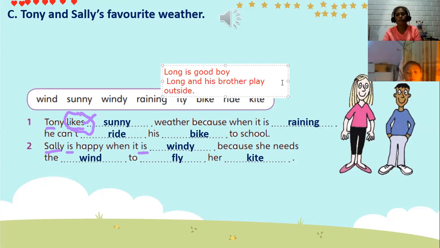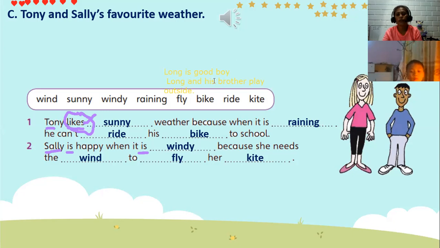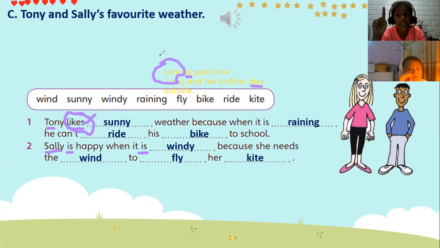Okay, look at this one. In this picture, look at this one. Okay, sorry, this is red. Okay, in here, I use long. Look at this one. Okay, S, I use S. And I use play. But in the other one, I use S here. Look at that one, it's S because long is only one. You can see long, long is only one. That is why I use S, okay?